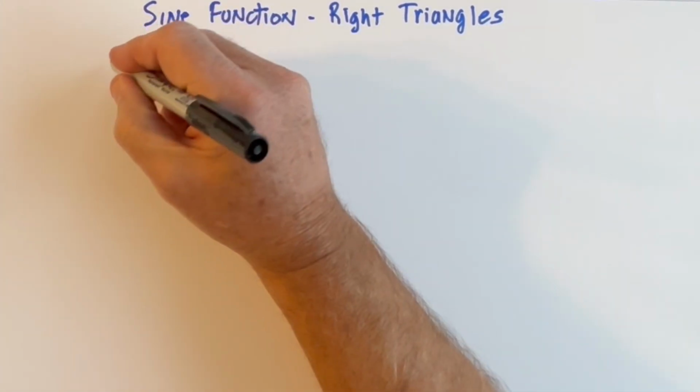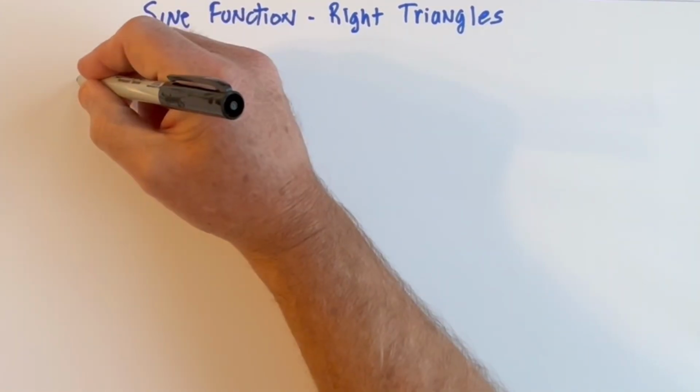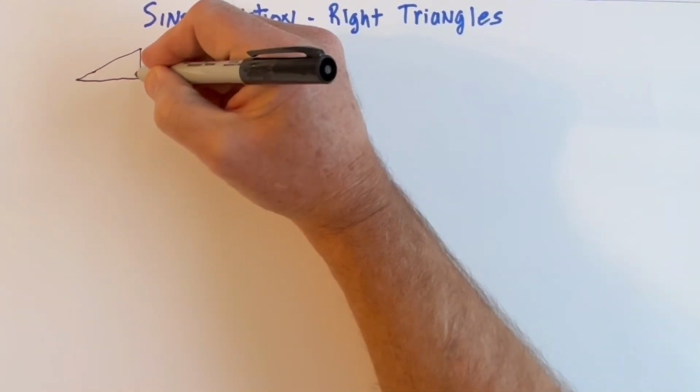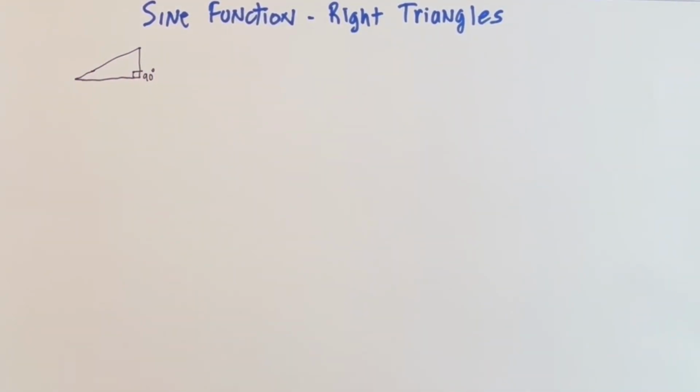First let's look at what is a right triangle. I'll draw one right here. A right triangle has one angle that's 90 degrees. So that's going to be our right angle.